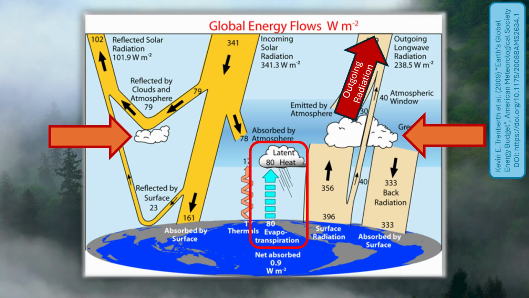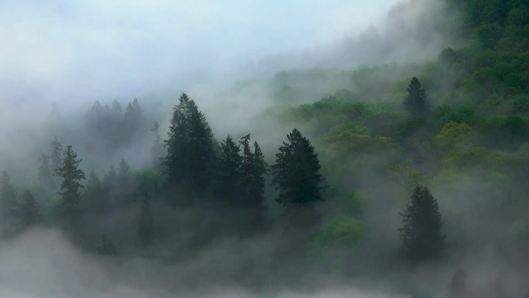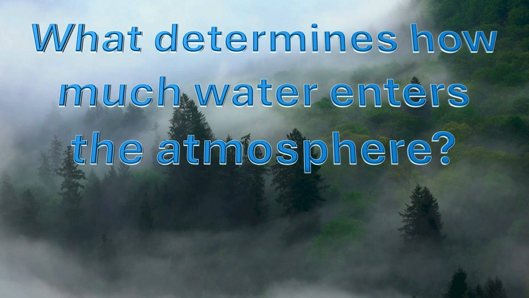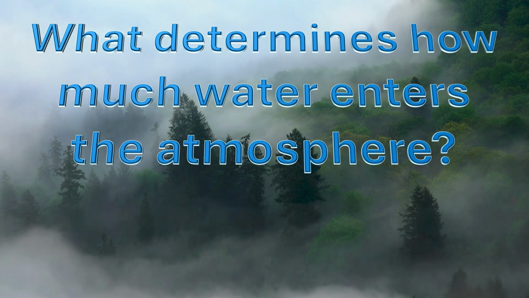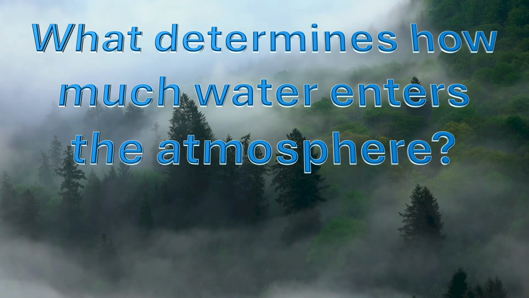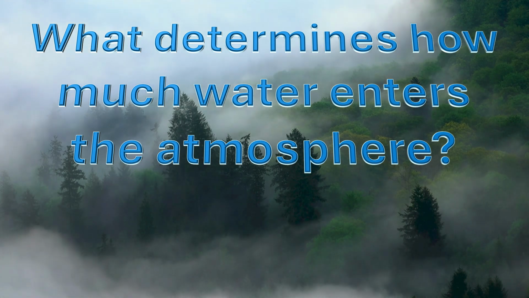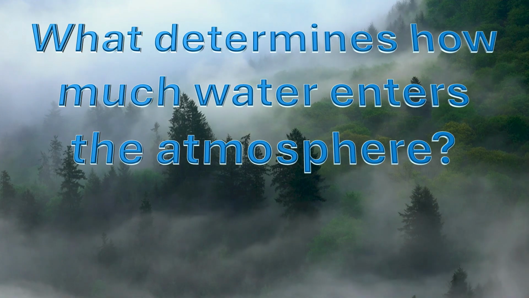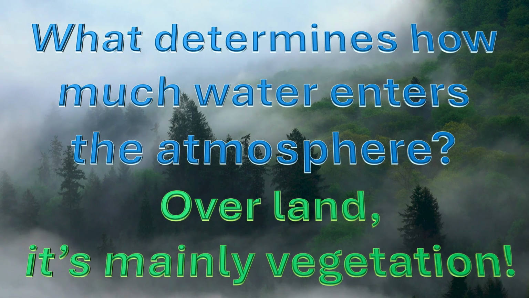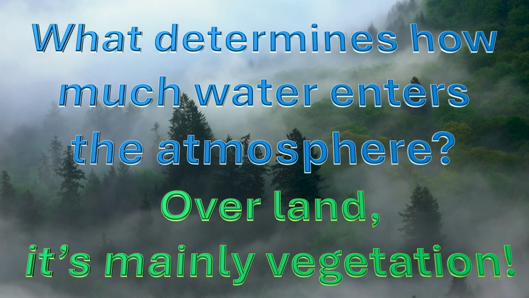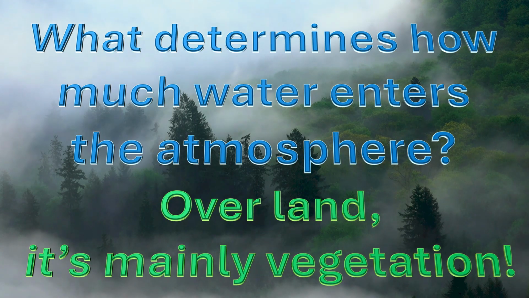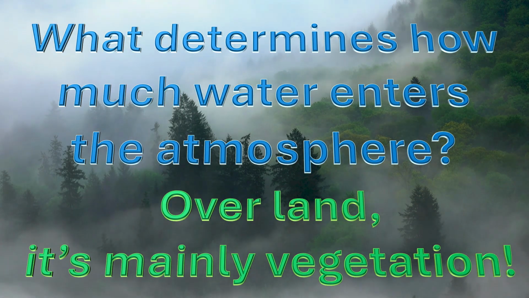But this raises an important question. If water is one of the main carriers of energy in the climate system, what determines how much water enters the atmosphere? Over the oceans, the answer is relatively simple. Evaporation depends mainly on temperature, wind, and humidity. Over land, however, another factor becomes extremely important: vegetation. Plants do not simply exist within the climate system. Through evapotranspiration, they actively participate in the transfer of water and energy between the land surface and the atmosphere.